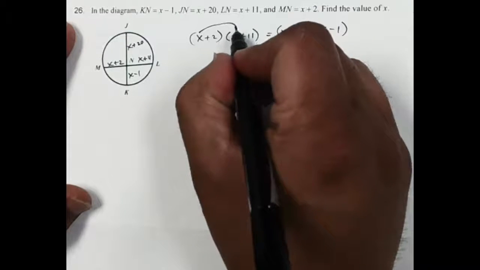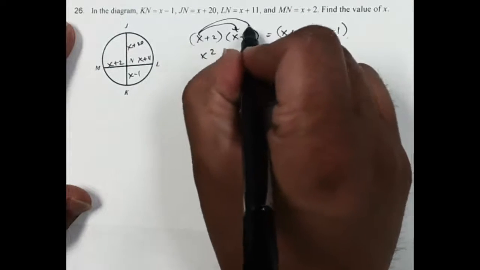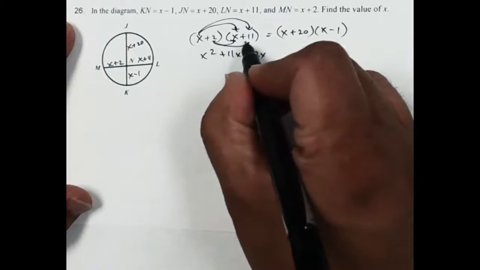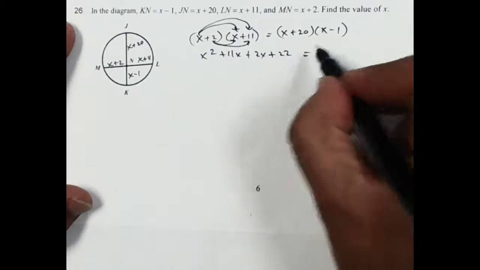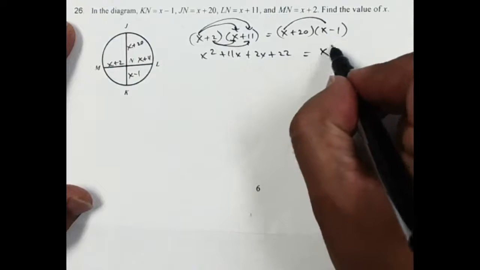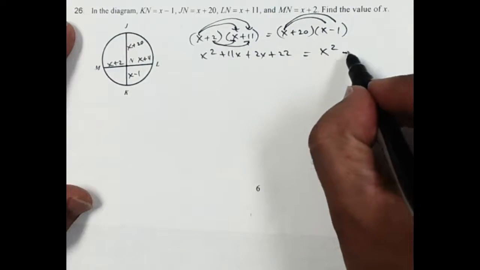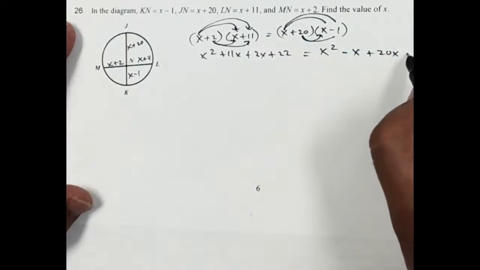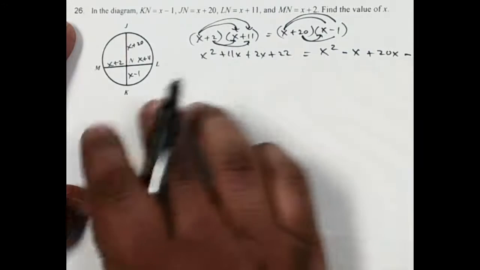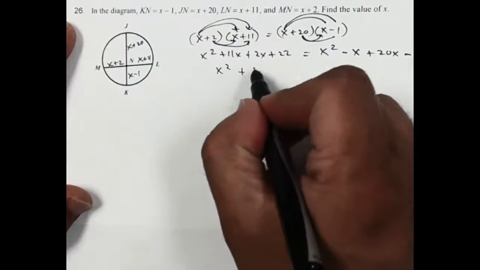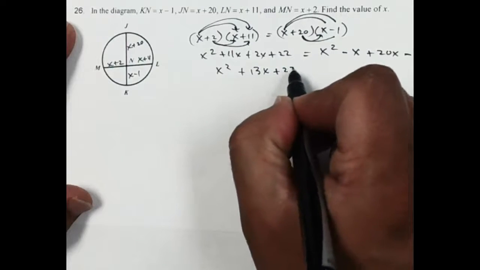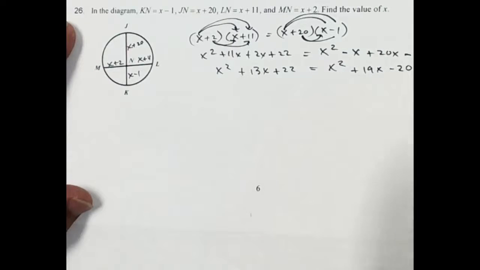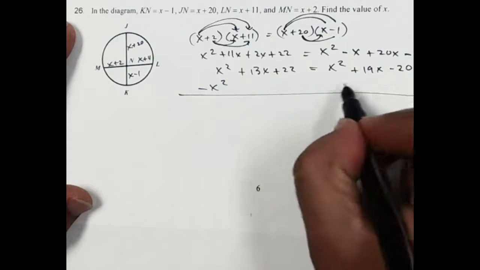Alright, so I need to FOIL this, so x times x is x squared, x times 11 is 11x, 2 times x is 2x, and then 2 times 11 is 22. On the other side, I'm going to have x times x again, so that's x squared. x times a minus 1 is negative x. 20 times x is 20x. 20 times a negative 1 is a negative 20. Combine like terms on each side, I get x squared plus 13x plus 22 is equal to x squared plus 19x minus 20.